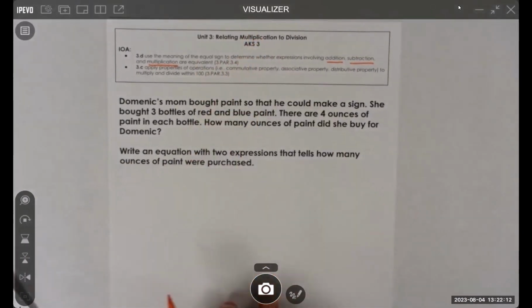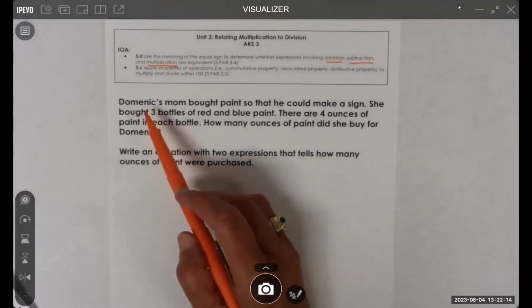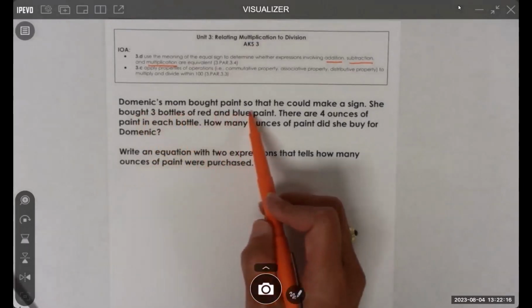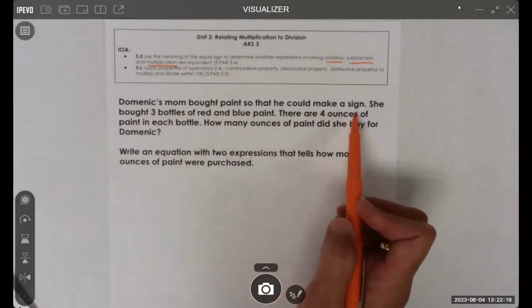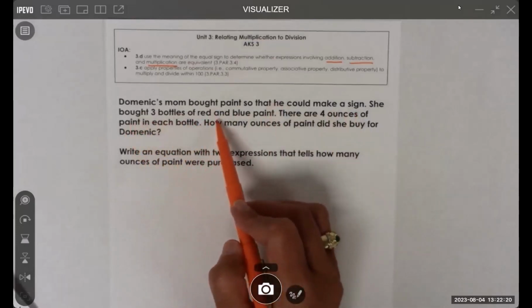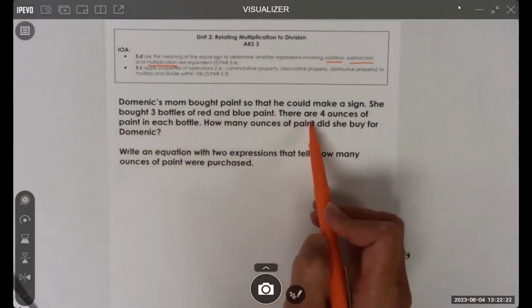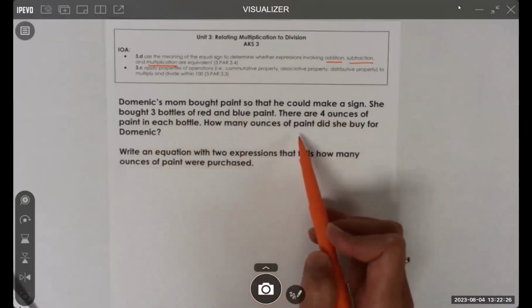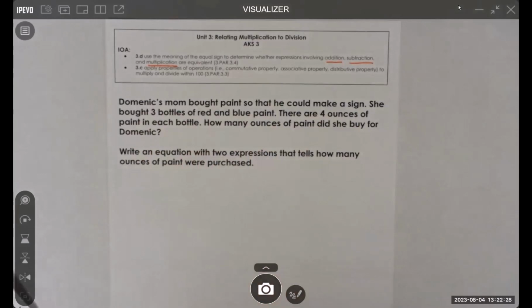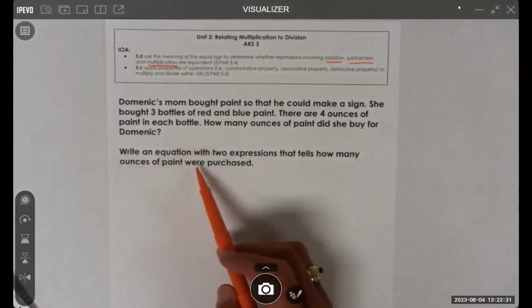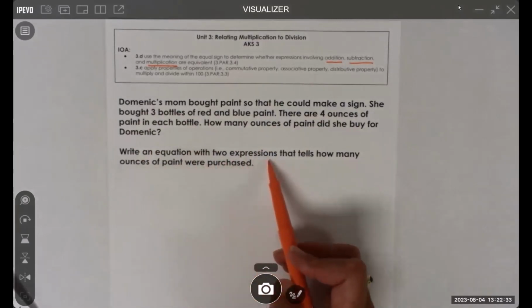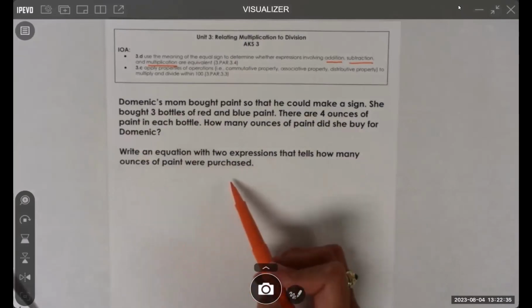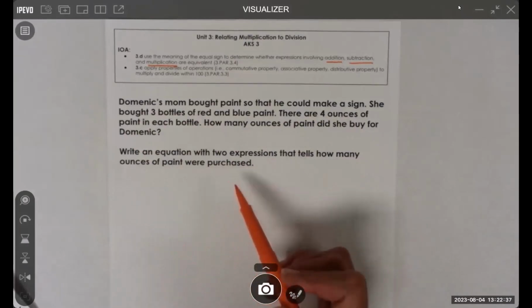Okay, our problem is about Dominic. Dominic's mom bought paint so that he could make a sign. She bought 3 bottles of red paint and blue paint. There are 4 ounces of paint in each bottle. How many ounces of paint did she buy for Dominic? Write an equation with 2 expressions that tells how many ounces of paint were purchased.